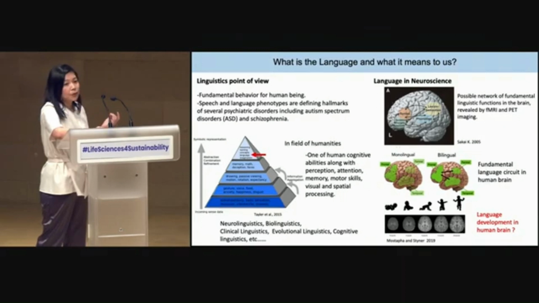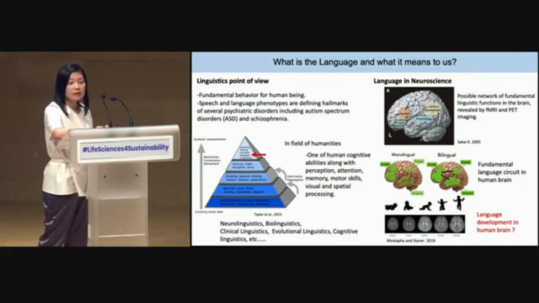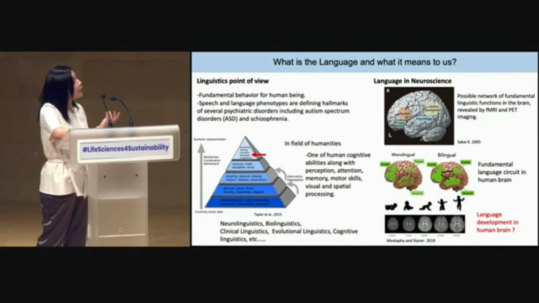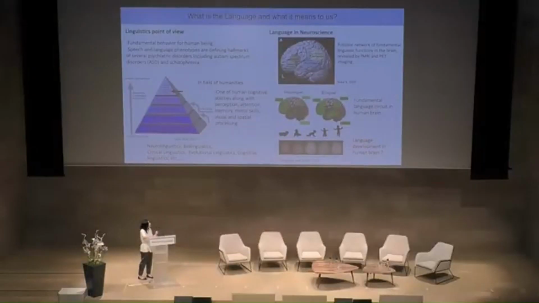From the neuroscience point of view, we know which parts of the brain we use when we are processing language. Using high technology like fMRI and PET imaging, we now know that these regions are involved in language processing, like Wernicke's area or Broca's area. So we know there are certain brain regions that we use to process language, but we still don't know how we do that.